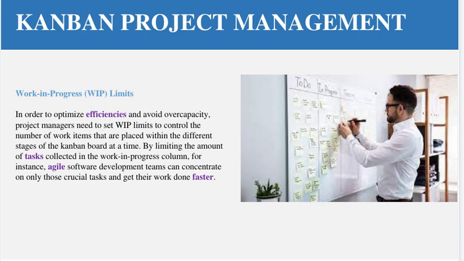Then another concept in the Kanban is the work in progress, or WIP limits. Basically, friend, we want to optimize the efficiency and avoid waste, things which are not producing any result. So basically, the project manager needs to set WIP limits to control the number of work items that are placed within the different stages of the Kanban board, by limiting the amount of tasks collected in work in progress.